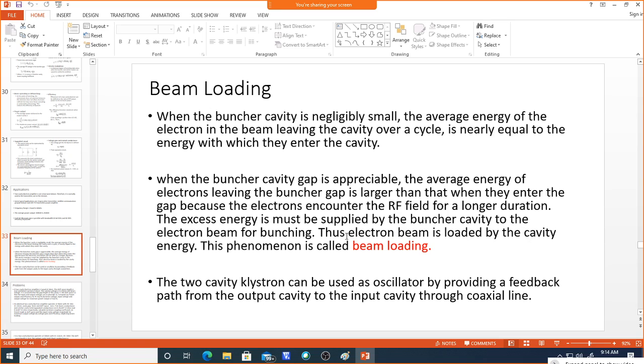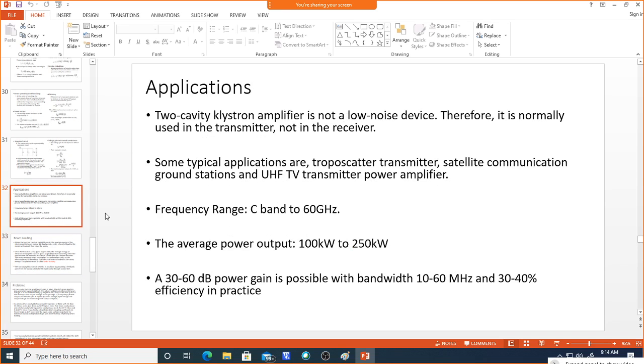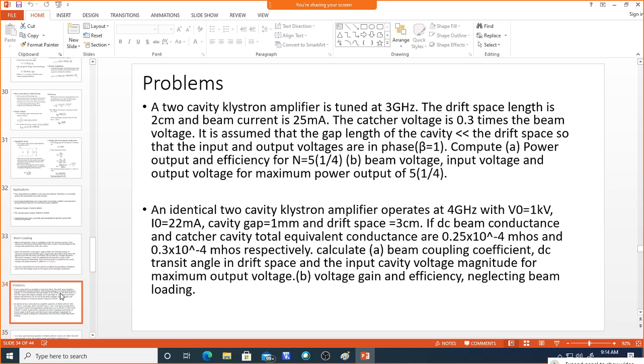And you can also use this as an oscillator when you give feedback from the output cavity to the input cavity through some coaxial line. So this can also be used as an oscillator. This is beam loading, and this is about the application side: the usage and frequency range of two cavity klystrons.